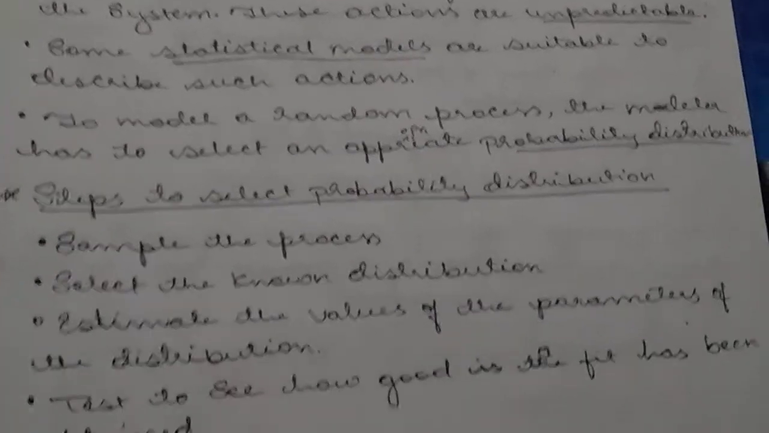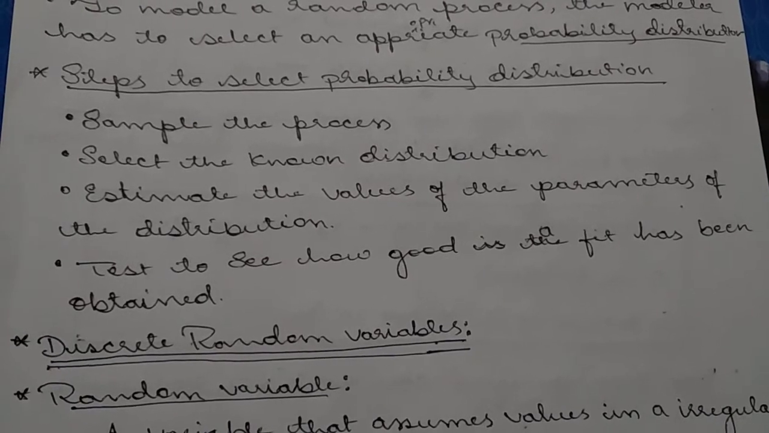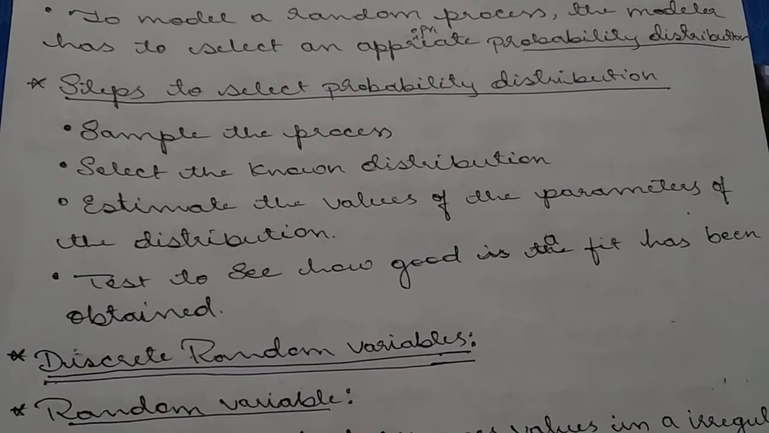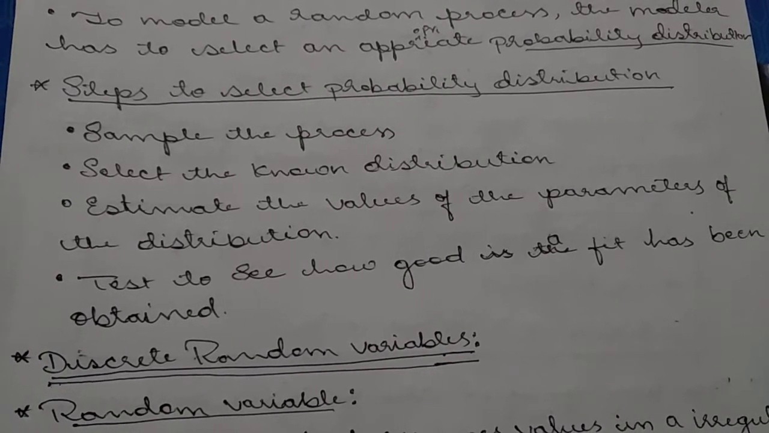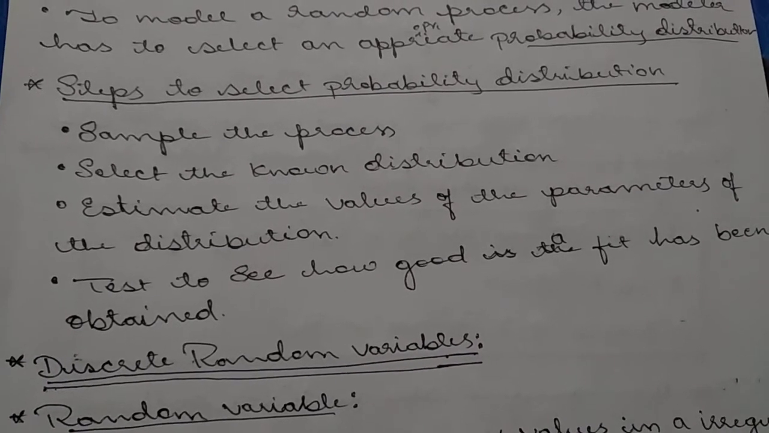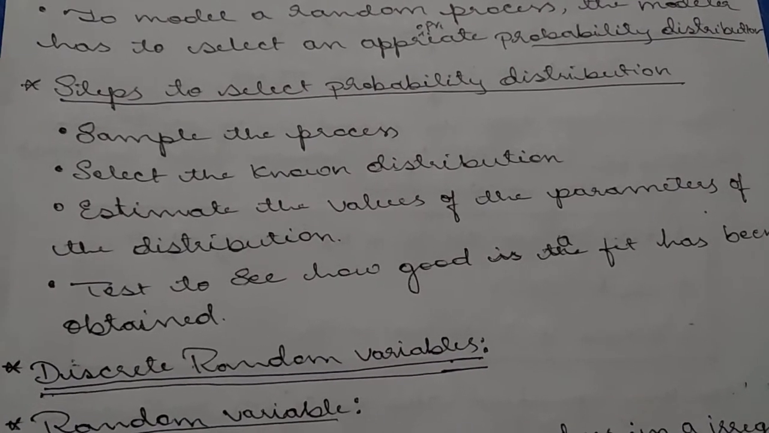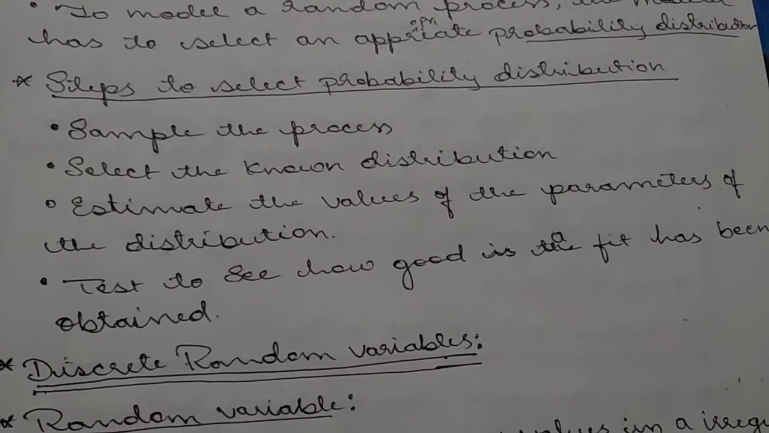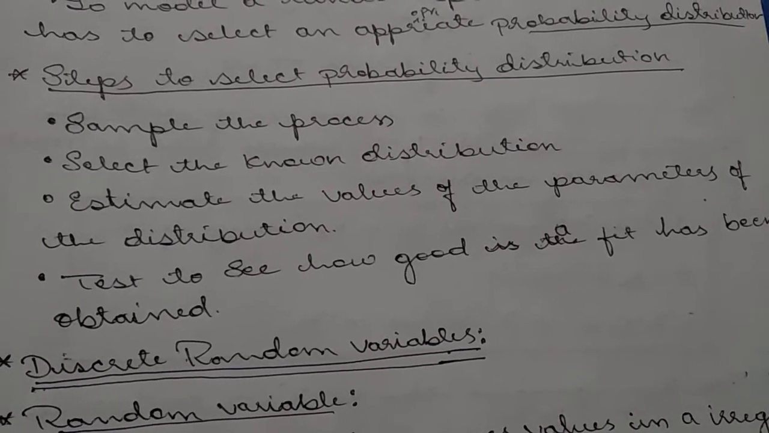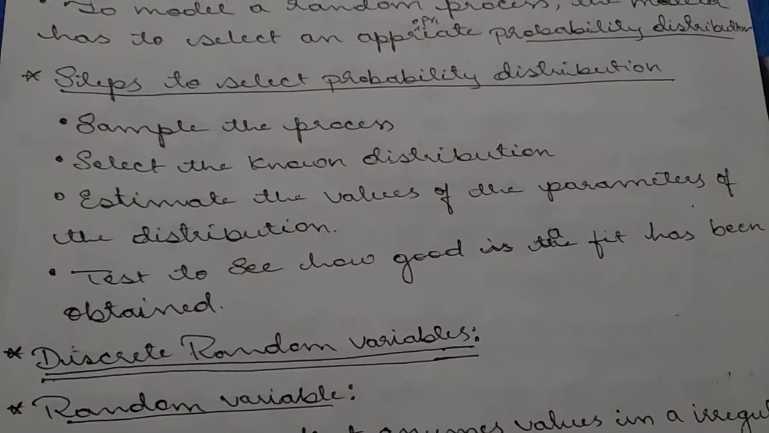Now we'll see the steps to select the probability distribution. First, you have to sample the process, that is, identify what the process is. Next, you have to select the known distribution. We have so many distributions: continuous distribution, discrete distribution, probability distribution, cumulative distribution. Among those, which distribution is suitable for that particular process? Like that, you have to select the distribution. Next, you have to estimate the values of the parameters of the distribution, that is, find out the value you are getting out of that distribution.